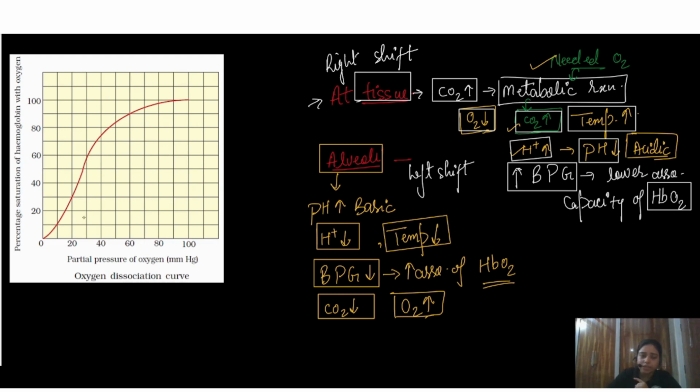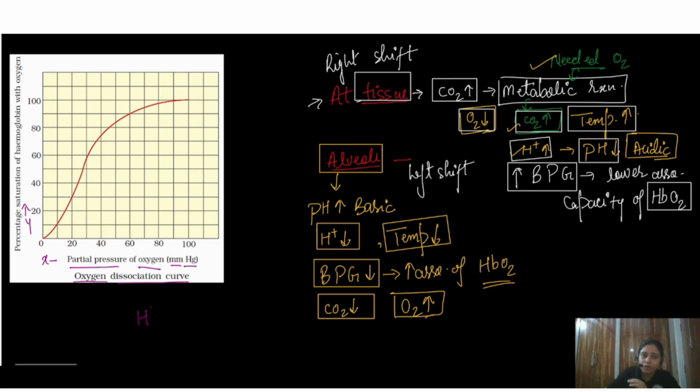Let's see this in the figure, and then we will understand how all of this happens. This is the normal curve we have seen, with the x-axis and the y-axis. On the x-axis we have the partial pressure of oxygen in mmHg. This is the oxygen dissociation curve. Why is it called the oxygen dissociation curve? Because of a few factors which we have seen, which cause the dissociation of Hb from O2.